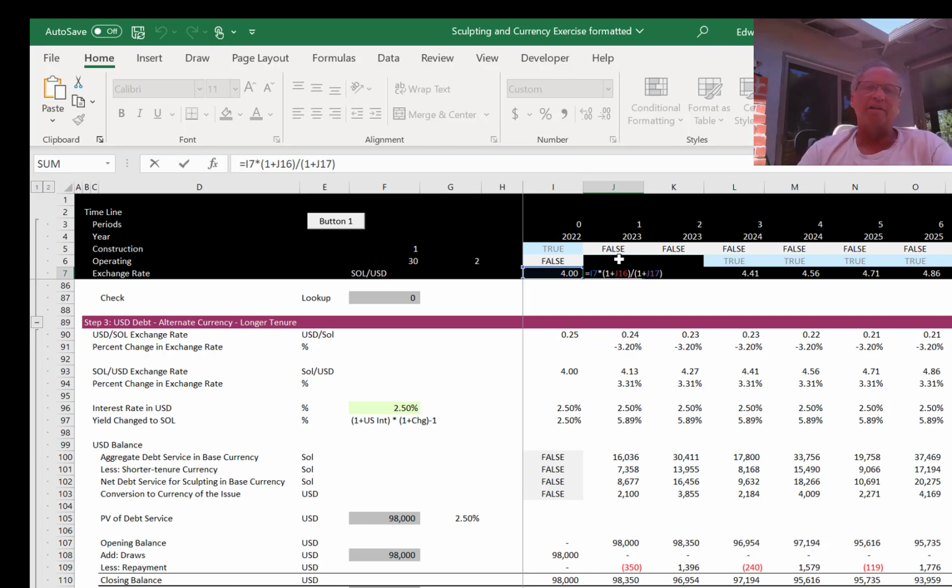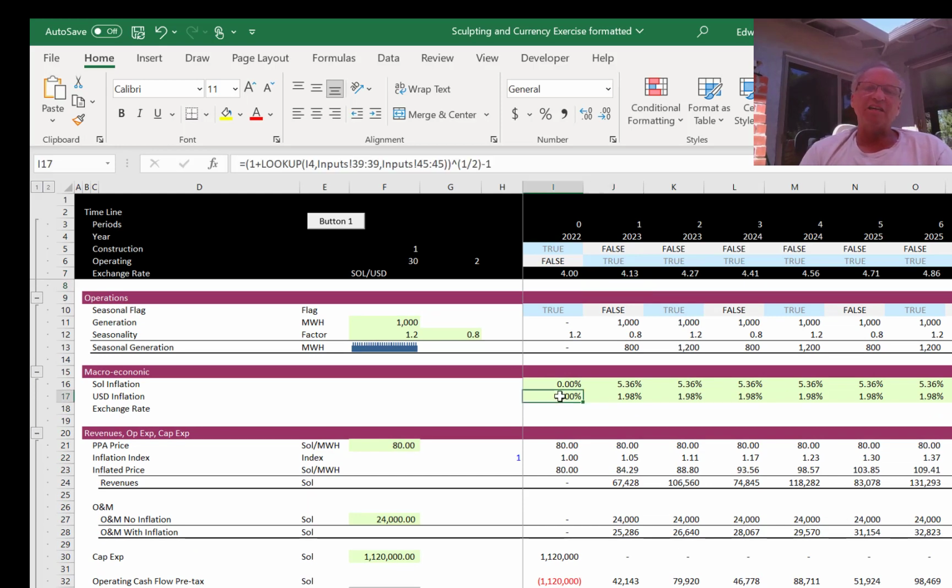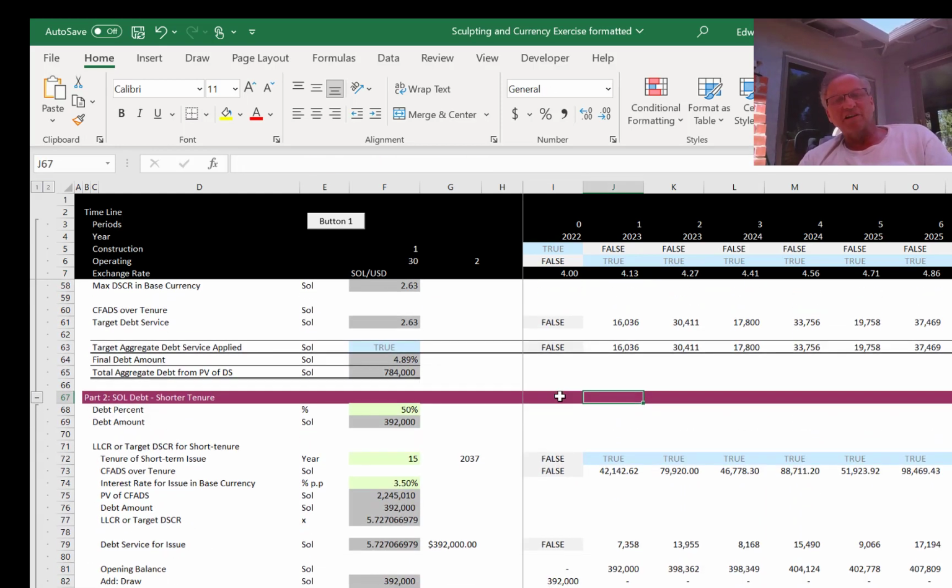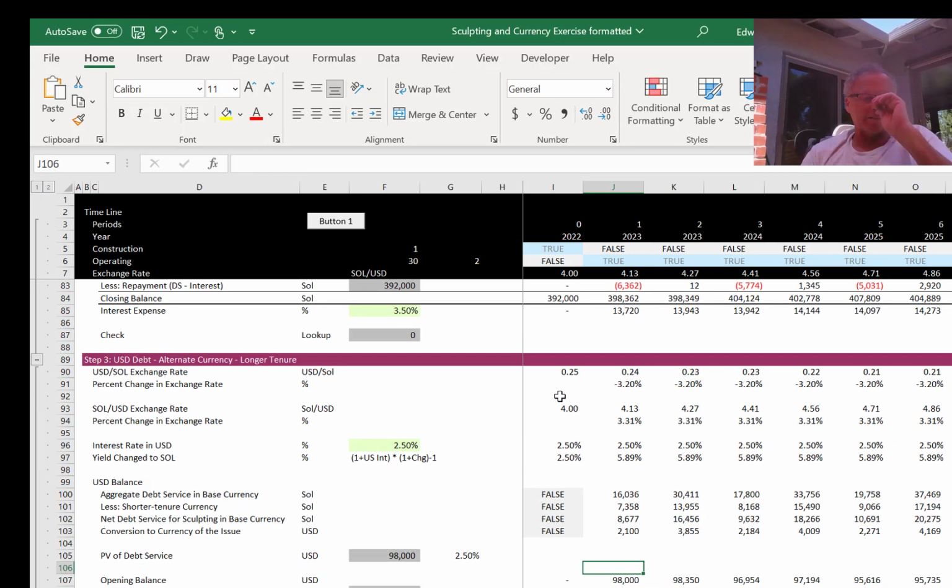There's our formula. And if you don't keep a consistent interest rate and inflation rate, you're going to have some funny things going on, and maybe that's okay.